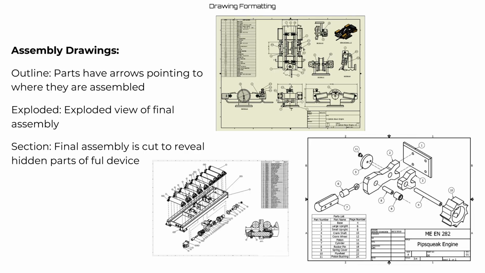And then a section assembly is the completed assembly. But instead of having every piece disassembled, you're only cutting the full assembly to look at the individual components where they're supposed to be.